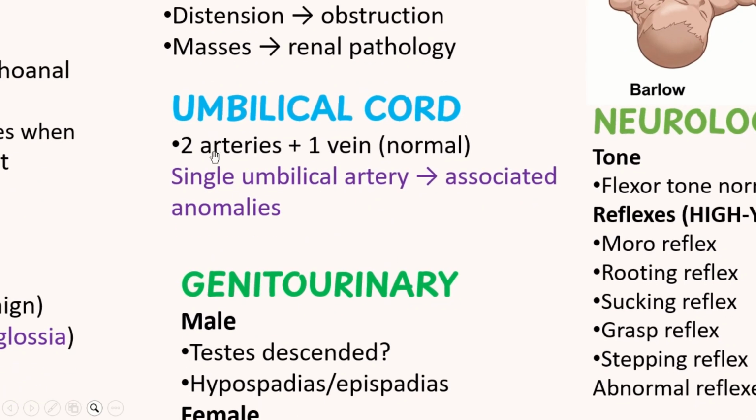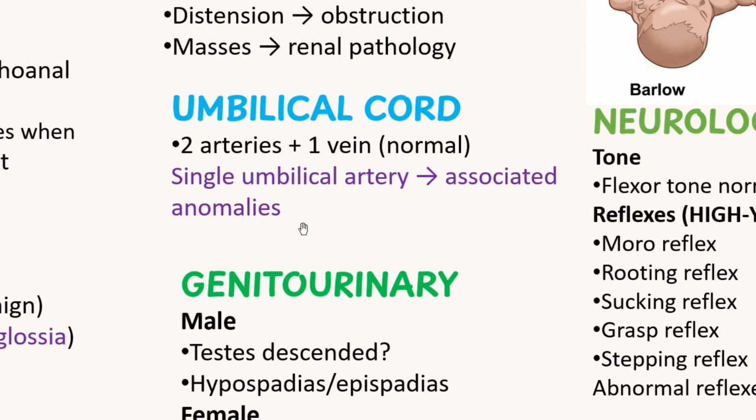Then the umbilical cord should have 2 arteries and 1 vein. When you find a single artery umbilical cord, there are associated anomalies. And if you know the associated anomalies, I would urge you to put them in the comment section. I'll be glad to see them. But if you don't, don't worry about that.